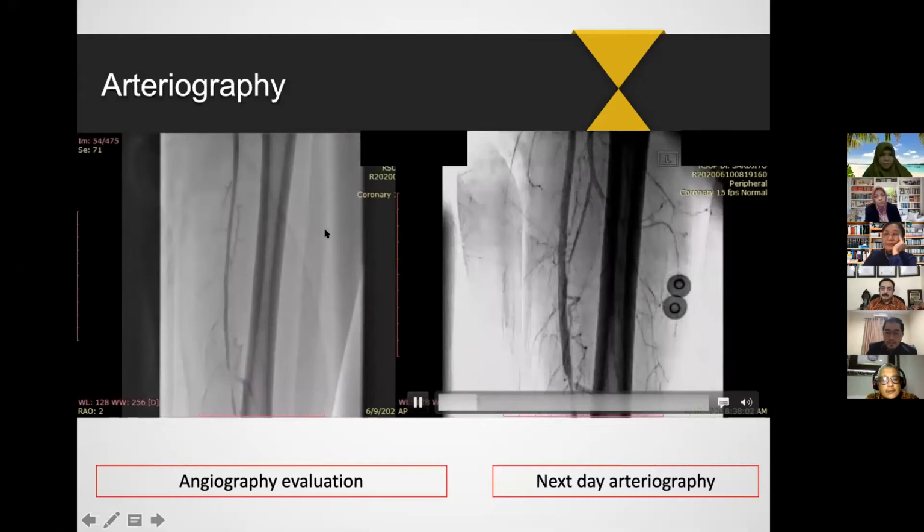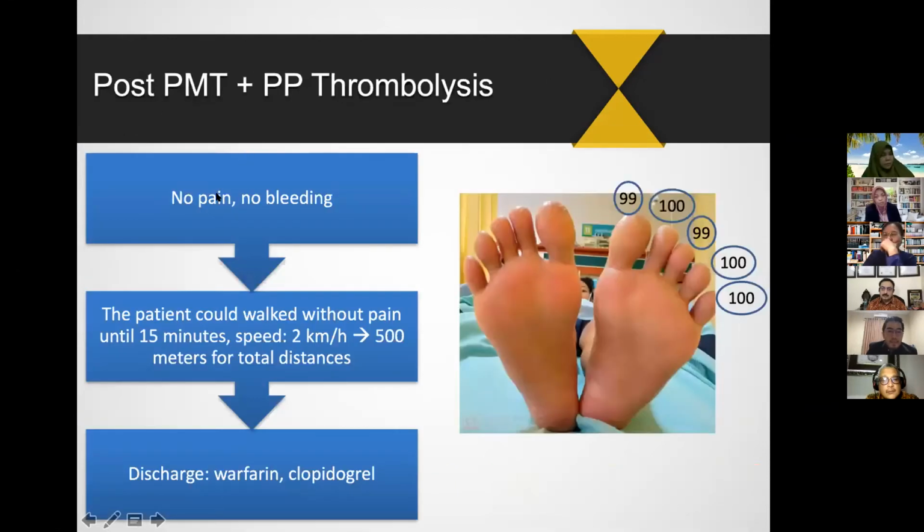After PMT and thrombolysis, the patient had no pain and no bleeding, and the saturation was good, around 99 to 100%. The patient could walk without pain for 50 minutes. Then we discharged the patient and gave warfarin and clopidogrel.